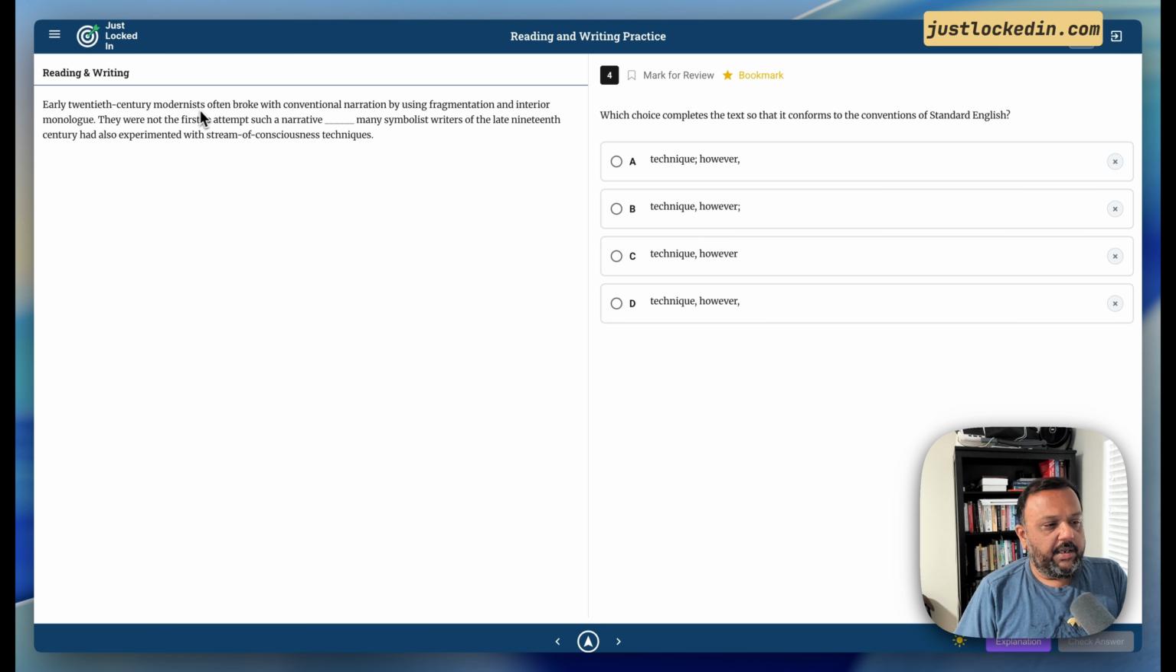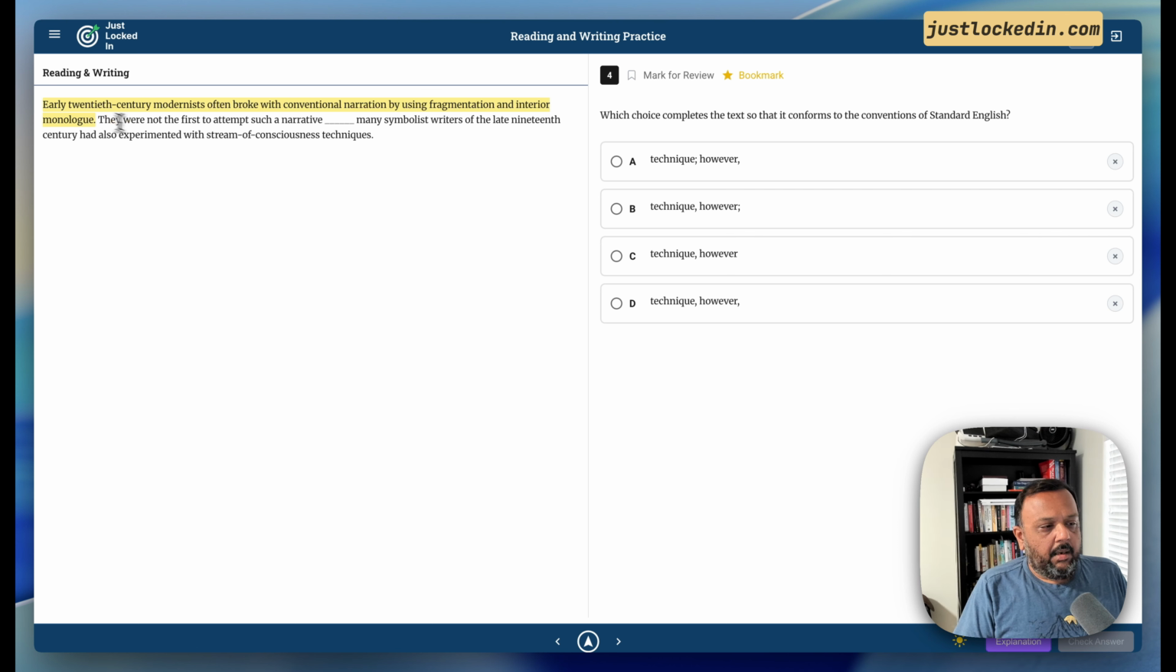Early 20th century modernists often broke with conventional narration by using fragmentation and interior monologue. This is just the context. They were not the first to attempt such a narrative technique. They meaning modernists. Many symbolist writers of the late 19th century had also experimented with stream of consciousness techniques. Okay, so this is a valid sentence, and "they were not the first to attempt such a narrative technique" is also a full sentence and therefore an independent clause. So we have two independent clauses here.